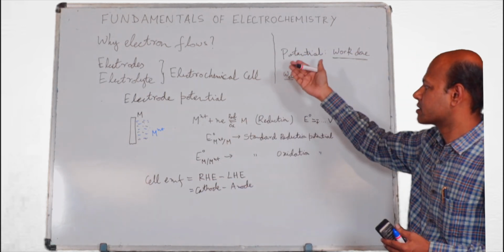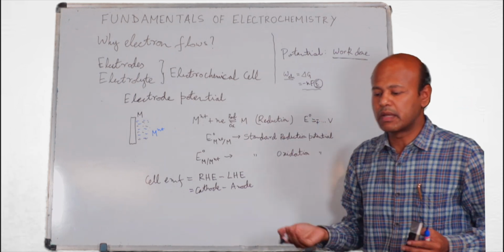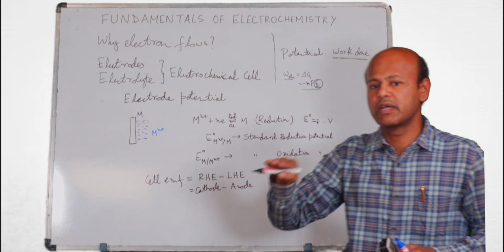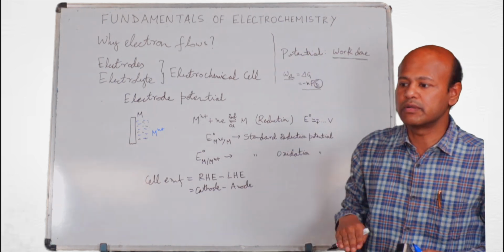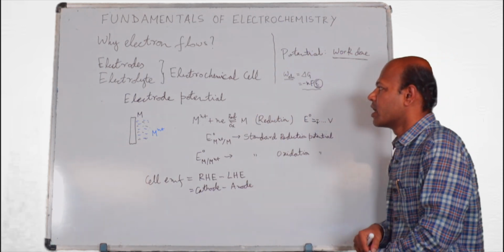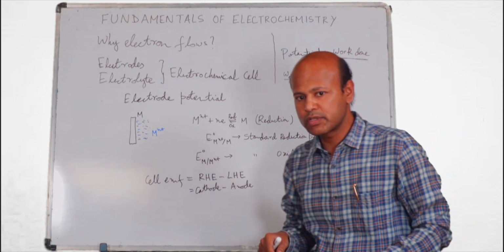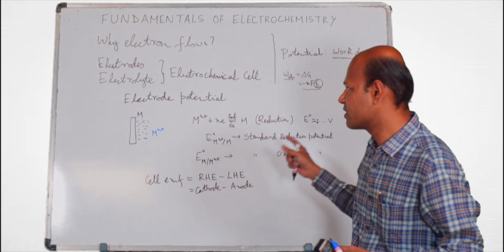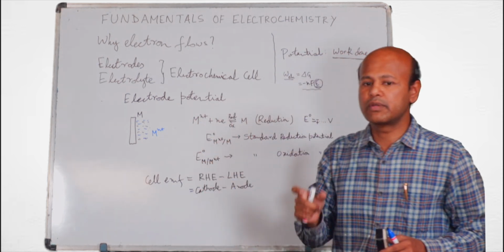So let us again summarize a little bit. Why do electrons flow? Electrons flow because of Fermi level difference. From higher Fermi level to lower Fermi level, the electrons will flow. And what type of material will you choose? That is the electrodes. You have to choose based on this Fermi level. That is a determinant. And you need a medium.